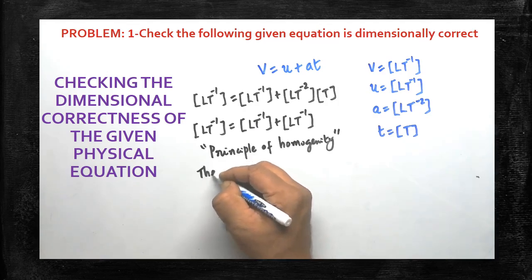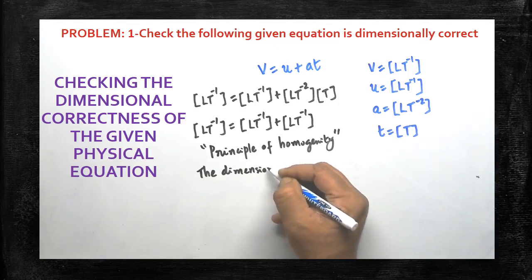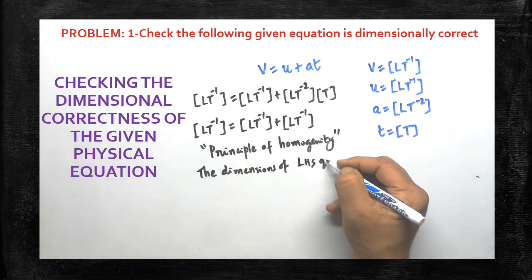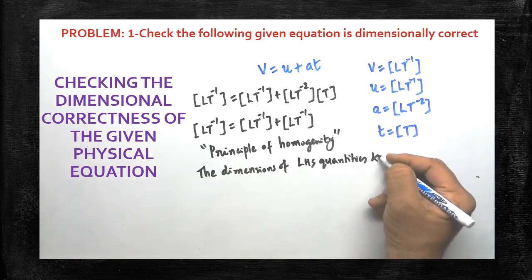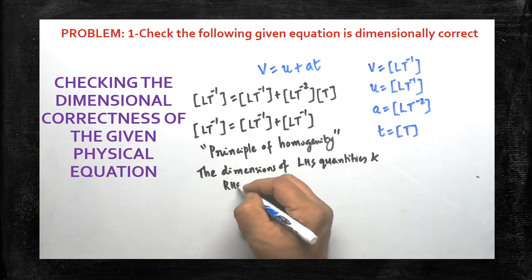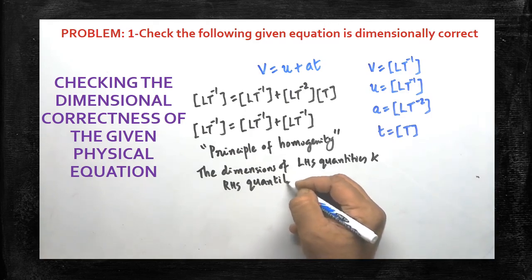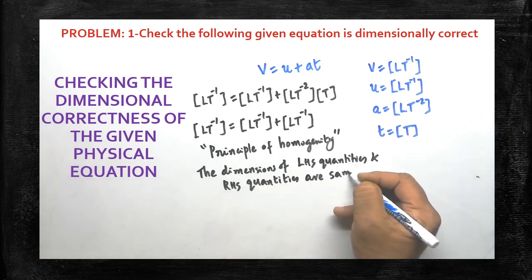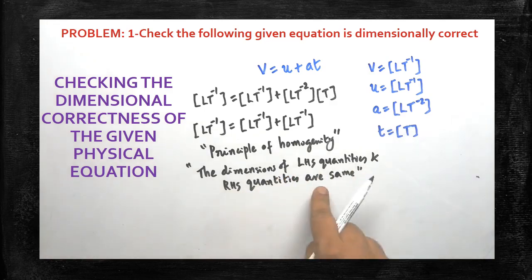So as per the principle of homogeneity, you have to write like this: the dimensions of LHS quantities and RHS quantities are the same. This sentence must be written according to the principle of homogeneity. The dimension of LHS quantities and RHS quantities are the same.